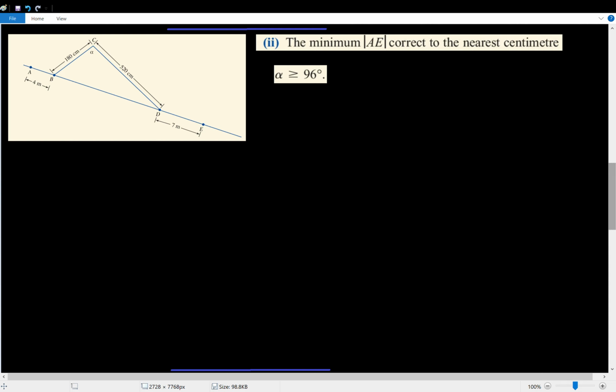So the minimum AE correct to the nearest centimeter. In this case, we're using the value for alpha as 96 degrees, because that's the smallest it can possibly be based on the specifications given in the question. So we're going to set up the cosine rule exactly the same as before, calling this side A, this side 1.8, this side 5.2. So A squared is going to be equal to 1.8 squared plus 5.2 squared minus 2 times 1.8 times 5.2 times the cos of 96 degrees.